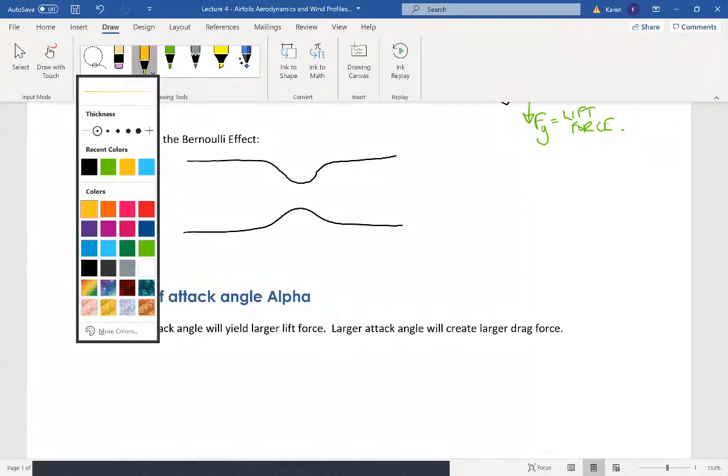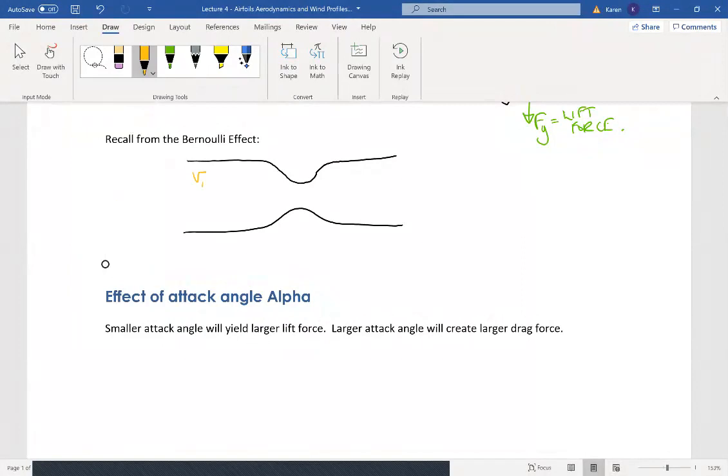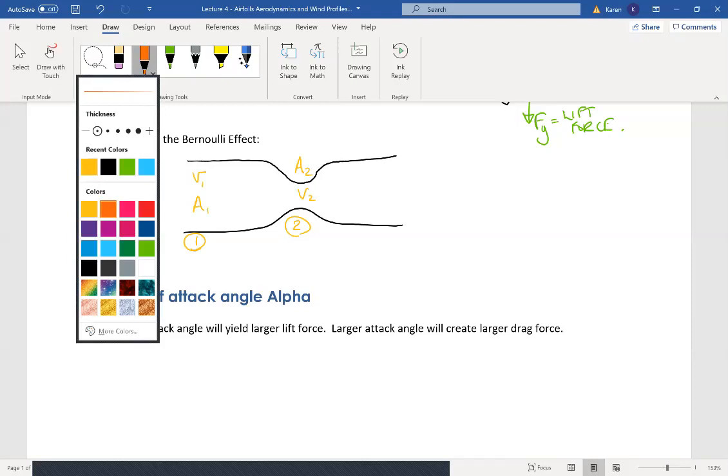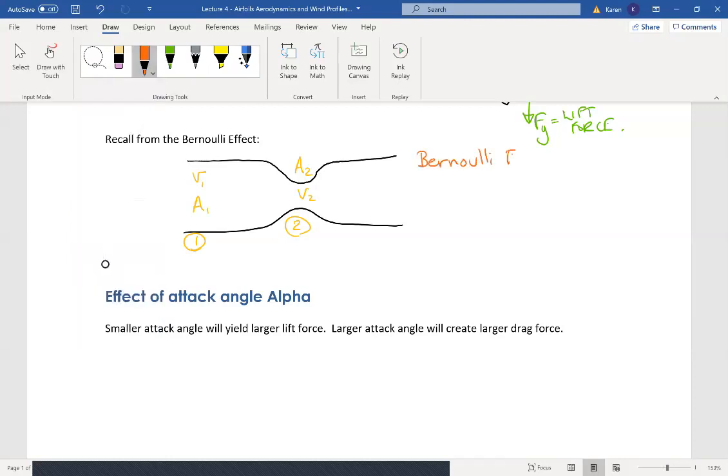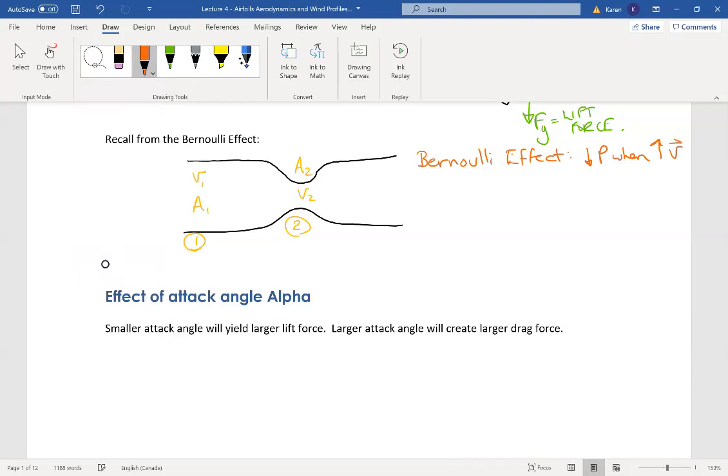So if we looked at a velocity v1, we're going to look at points 1 and 2 in this shape, with v1 and A1 at point 1, and v2 and A2, a smaller cross-sectional area, at point 2. Remember that the Bernoulli effect says, let's write this down, that the pressure decreases when the velocity increases. Decreasing pressure when increasing velocity.